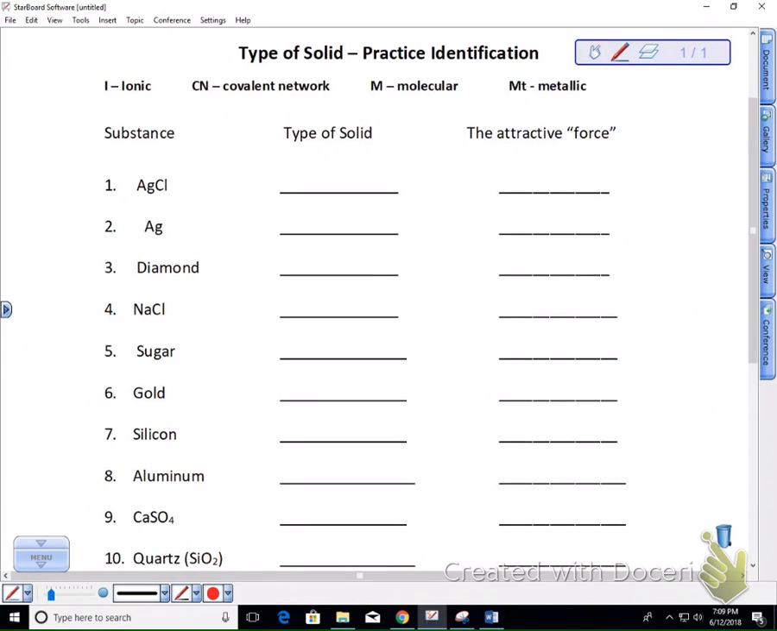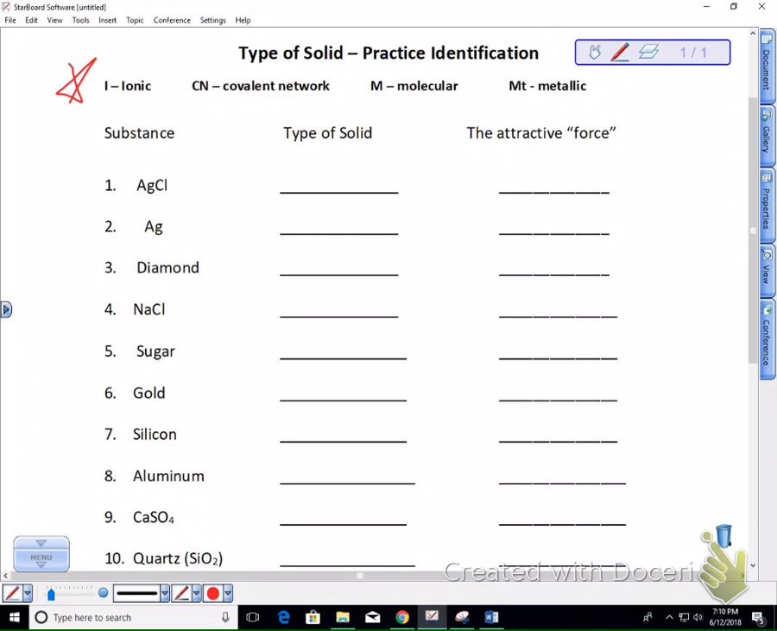All right, here we have a little short video. We're going to practice identifying the type of solid substance. Maybe by the end of this, you'll start understanding more what our previous video was about. This is our key to answer the type of solid. We're going to put I for ionic, CN for covalent network, M for molecular, and MT for metallic.